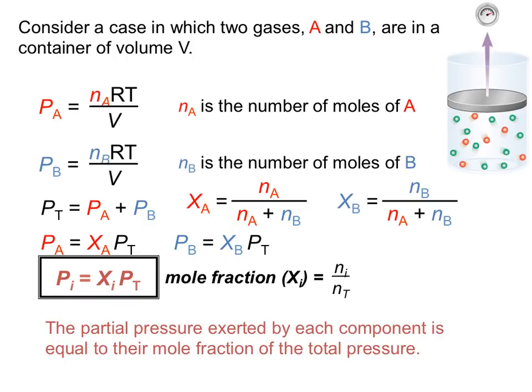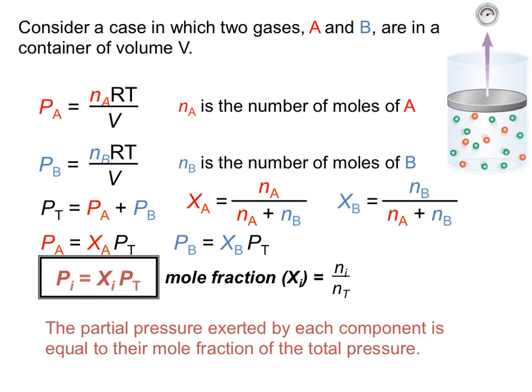Now we can use Dalton's law of partial pressures and this relationship that we see here, the total pressure equaling the partial pressure of one gas plus the partial pressure of another gas, and our understanding of the relationship of pressure to the ideal gas law to get something called the mole fraction. So the mole fraction is the number of moles of a specific gas divided by the total number of moles of the gas in the container.